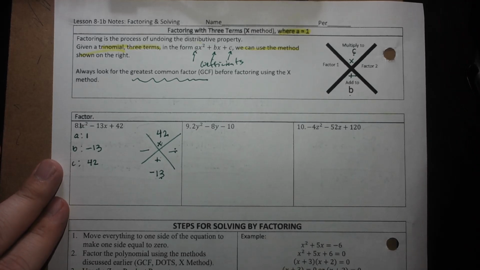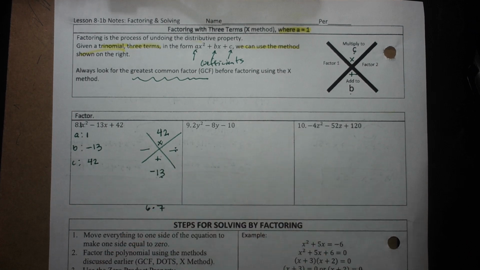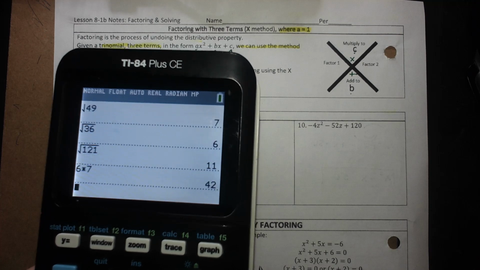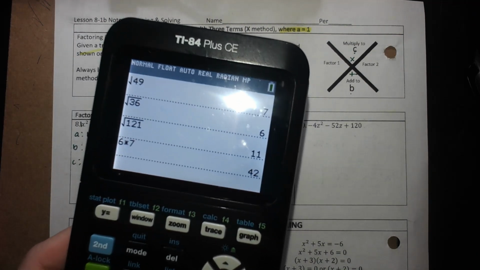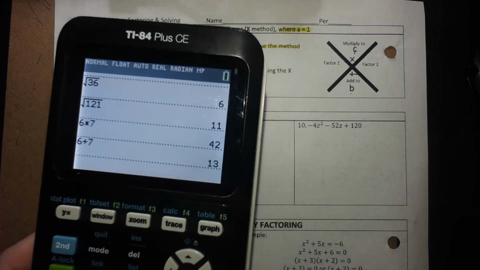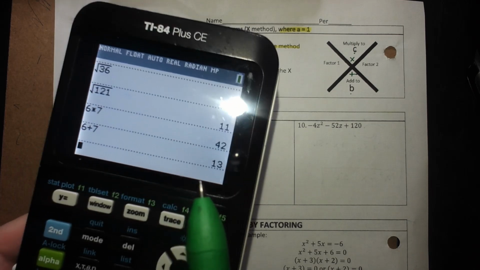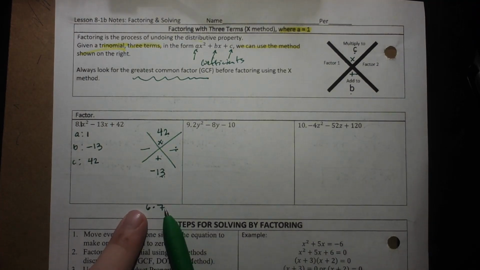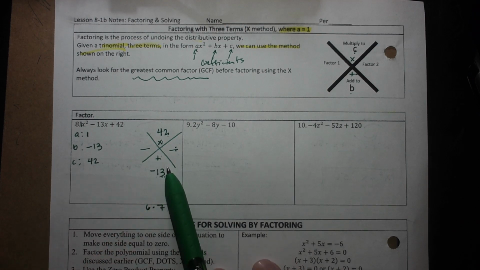Can I think of two numbers here? Let's see. Let's try 6 times 7. If I put 6 times 7 into my calculator, that's going to give me 42. But if I put 6 plus 7, using those two potential factors, will it give me negative 13? 6 plus 7 is 13. But is it negative 13? No. So these are not the two numbers that I want. I need two numbers that multiply together to give me 42, but at the same time add up to negative 13.